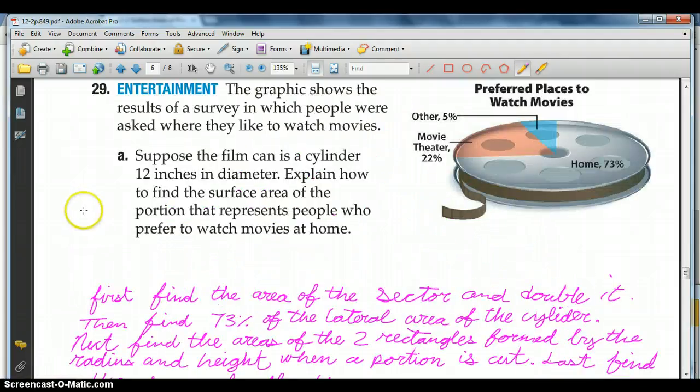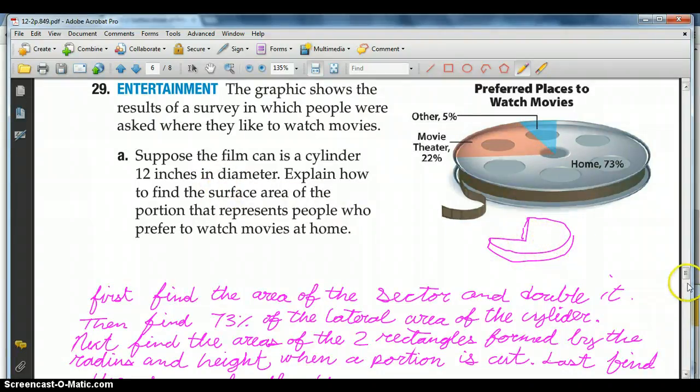Number 29, the graphic shows the results of a survey in which people were asked where they like to watch movies. Part A, suppose the film can is a cylinder 12 inches in diameter. Explain how to find the surface area of the portion that represents people who prefer to watch movies at home. So basically what we would have here is, think of a block of cheese. So we'll be looking at something like this, where this part is cut out. And we just want to find the surface area of the rest of this.